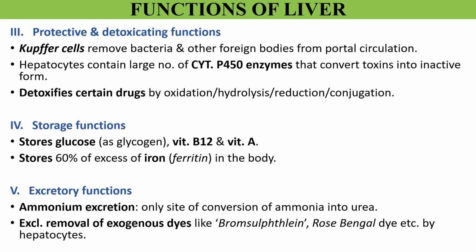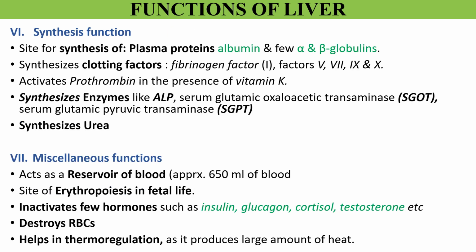The fourth function of the liver is storage. The liver stores glucose in the form of glycogen for use in the future. It also stores vitamin B12, vitamin A and 60% of the excess of iron, which is formed in the form of ferritin. The next function of the liver is excretory functions. The liver is the only site where ammonia is converted into urea. Ammonia is very harmful to the body.